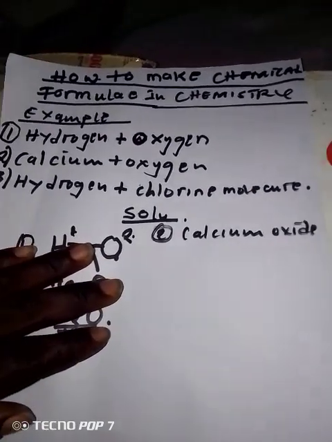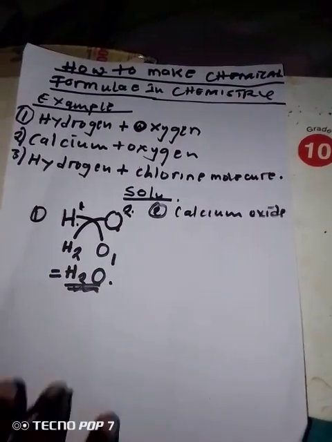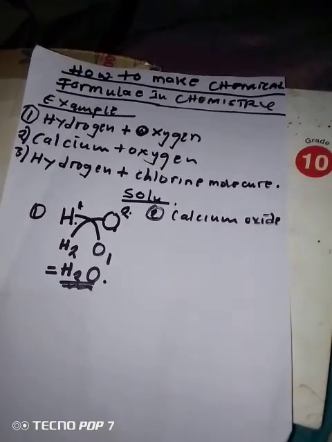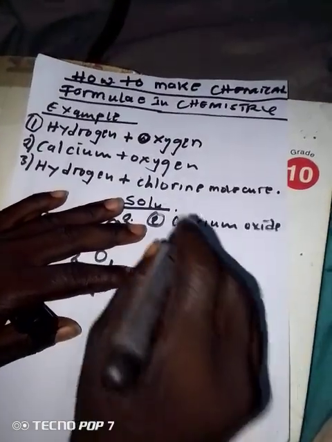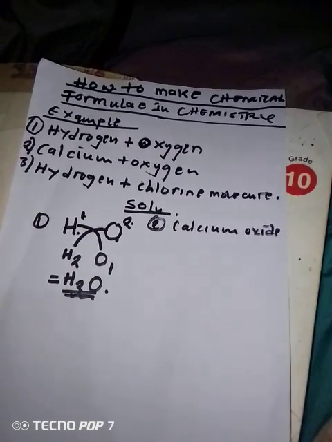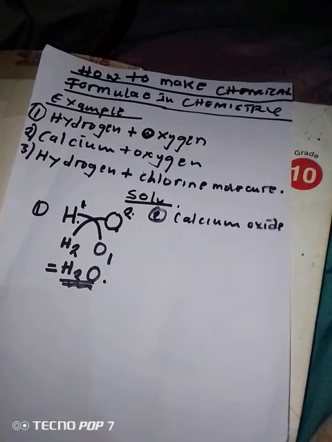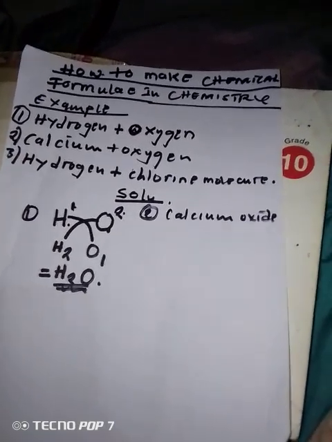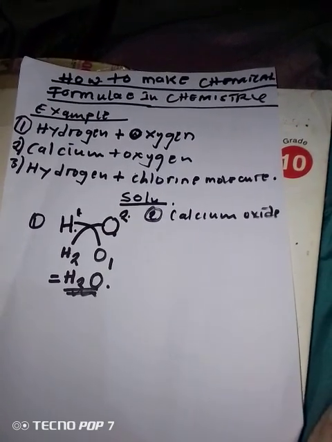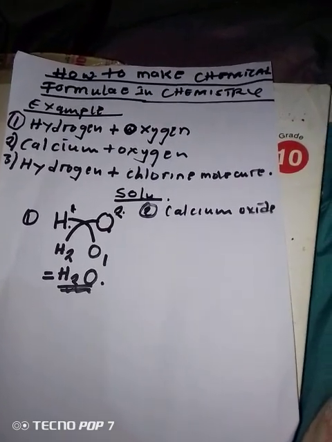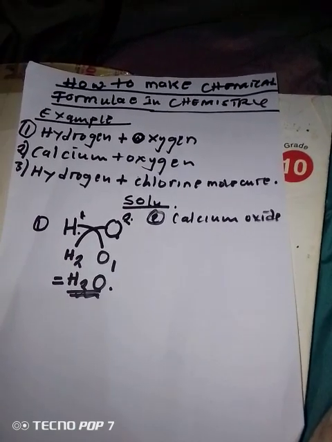Now the second one is calcium oxide. Let's make the chemical formula for calcium oxide. We need to know the valences of these two. Calcium is found in which group? All group 1 metals have a valence of 1. All group 2 metals have a valence of 2. All group 3 metals have a valence of 3. If you have a periodic table, you can check. Calcium is found in group 2.